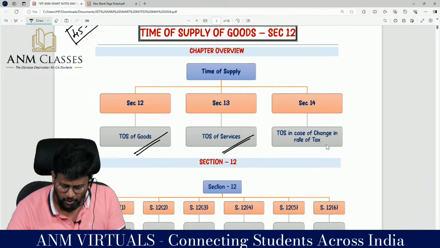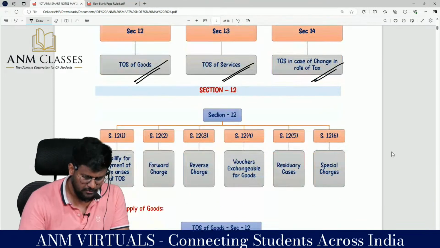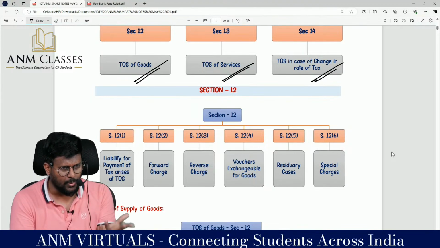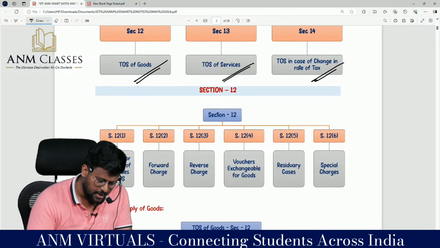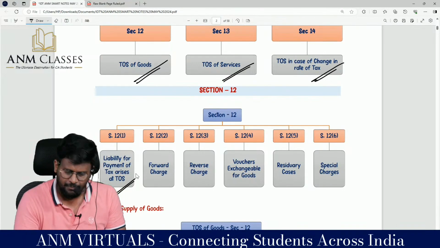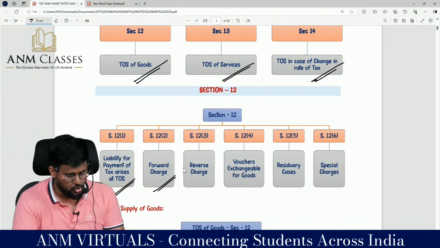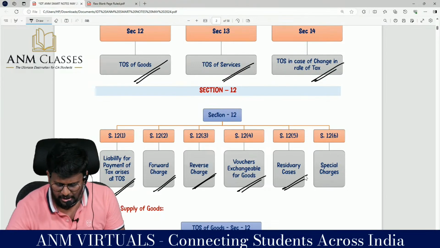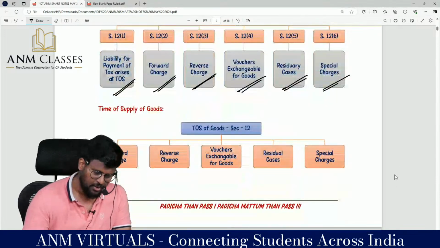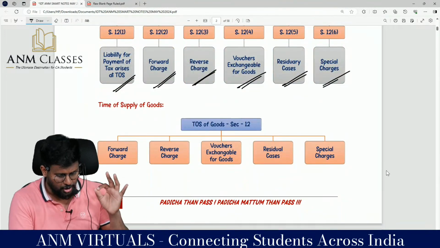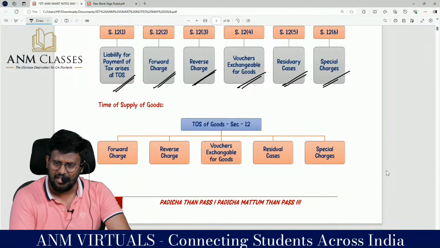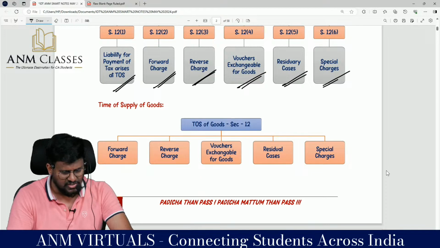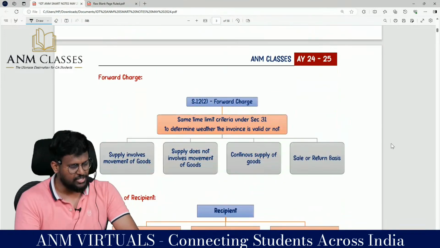Right? Section 12, time of supply of goods, is classified into 6 categories: 12.1, 12.2, 12.3, 12.4, 12.5. 12.1 liability for payment of tax arises at; 12.2 forward charge; 12.3 and 12.4 vouchers exchangeable for goods; 12.5 residual cases and 12.6. Yes sir. Section 12 time of supply of goods. We are having 5 cases: forward charge, reverse charge, vouchers exchangeable for goods, residual cases and special cases.